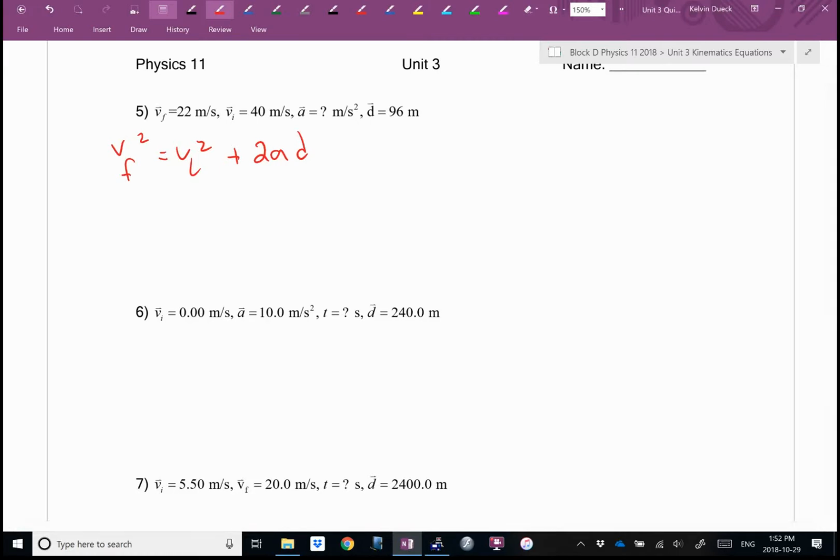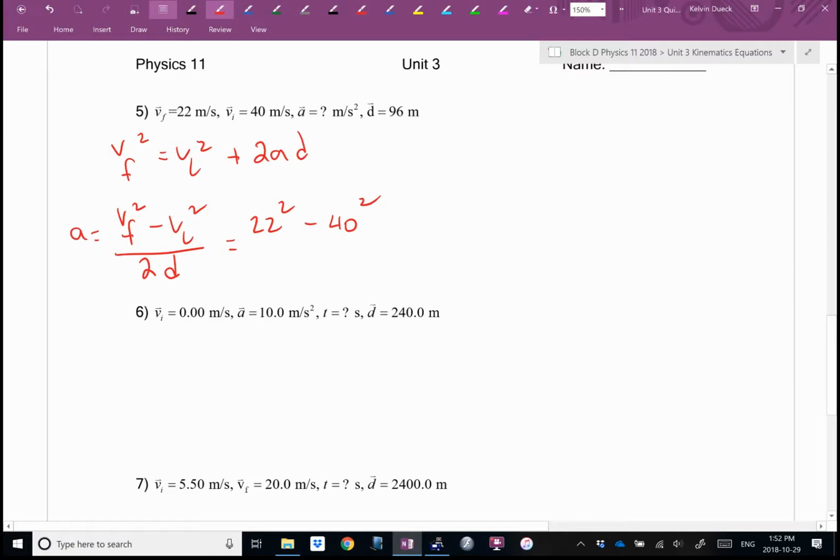Anyways, let's do that. What's going to drop down like a domino? The VF squared. Reverse bed mass. I need to minus a VI squared. Then I need to divide by a 2D. Only then will I have the A by itself. VF 22 squared minus VI 40 squared.